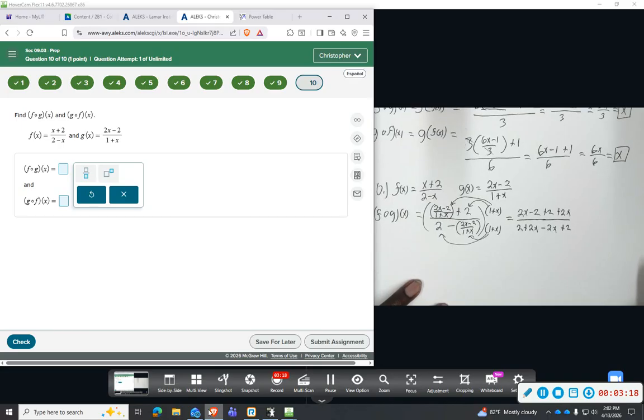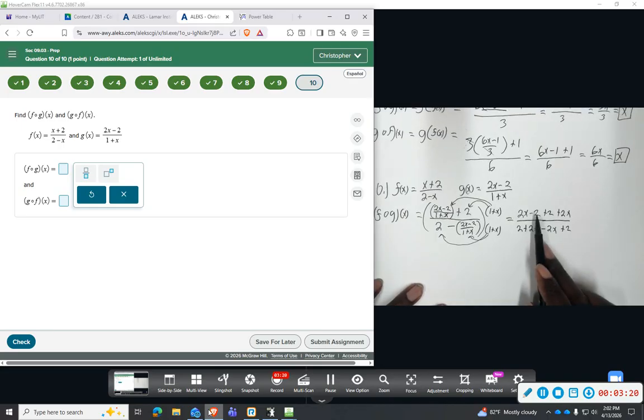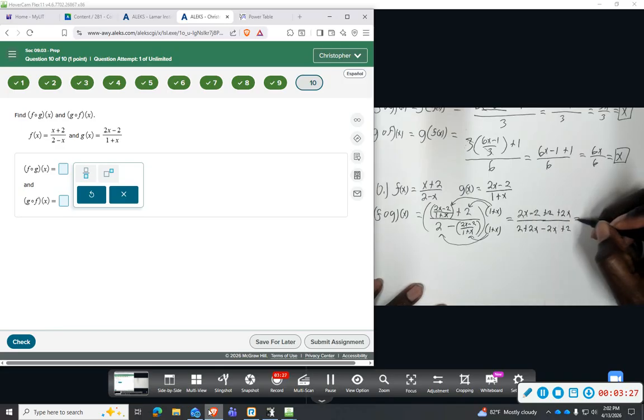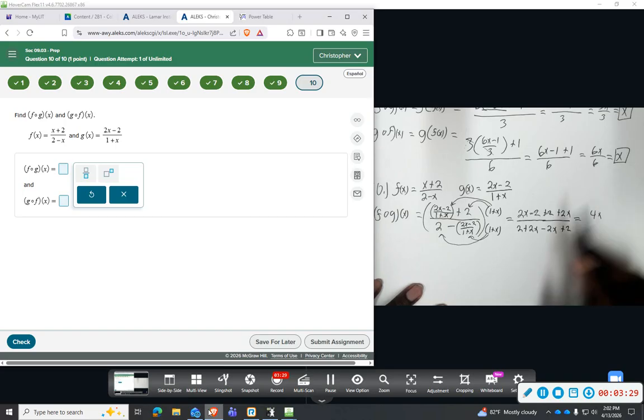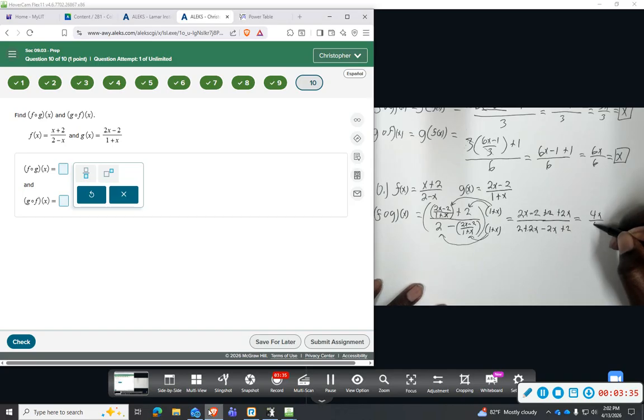Alright. And then we're going to cancel out like terms. So minus 2 plus 2 cancels out. 2x plus 2x gives me 4x. On the bottom, positive 2x and negative 2x cancel. 2 plus 2 gives me 4. 4 divided by 4 is x. Okay. So those two functions are inverses of each other as well.